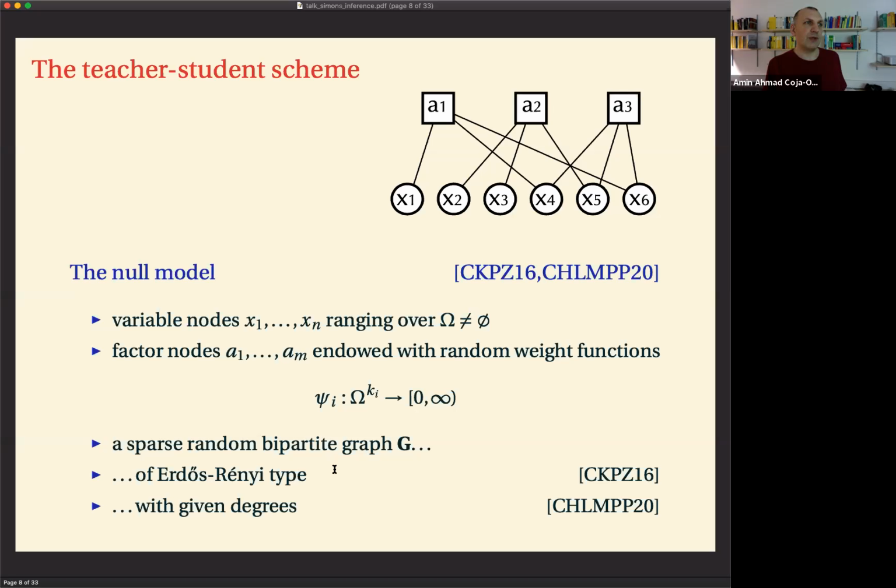And as for the graph structure itself, you could either create a bipartite graph, for example, of Erdős-Rényi type, or you could create a graph with given degrees, or, yeah, any other natural random graph model that you could come up with, perhaps. The important thing about this null model is that it doesn't have any particular structure. It's just more or less purely random. There might be some restrictions like degrees and so on, but as yet, there's no particular assignment for the variables that we have in mind.